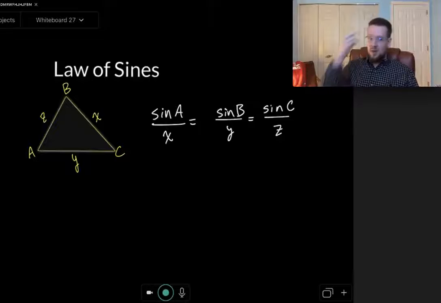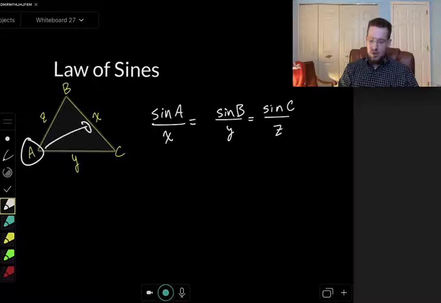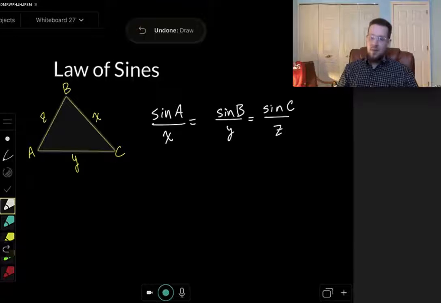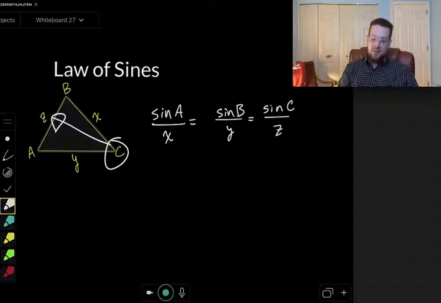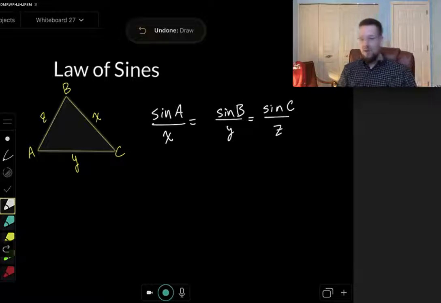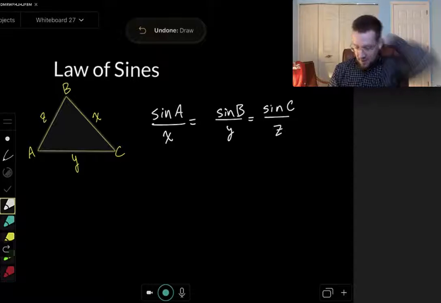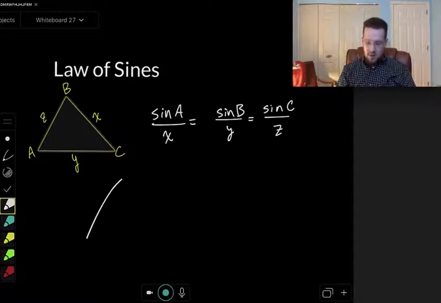What we want to do is find missing angle measures. Now remember that the law of sines is just a ratio of the sine of an angle divided by the opposite side, and it's going to be equal to another angle divided by that opposite side. So we're just using that idea of finding an angle using the opposite side. Let us just jump into an example here.